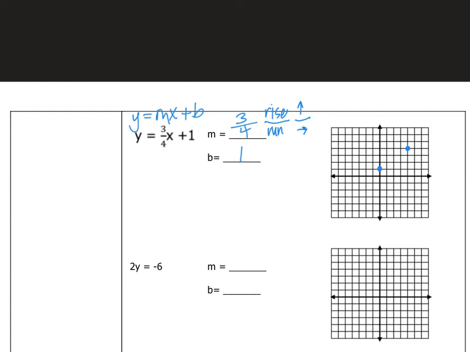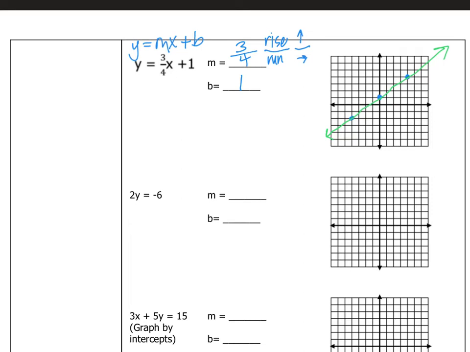So I go down 1, 2, 3, and then I go to the left 1, 2, 3, 4. Okay, and there is my third point. I'm going to erase that small little dot that I put. Okay, so now we're good to put a line through these points. Hopefully yours is straighter than mine. And just make sure that you put arrows at the end of your line.